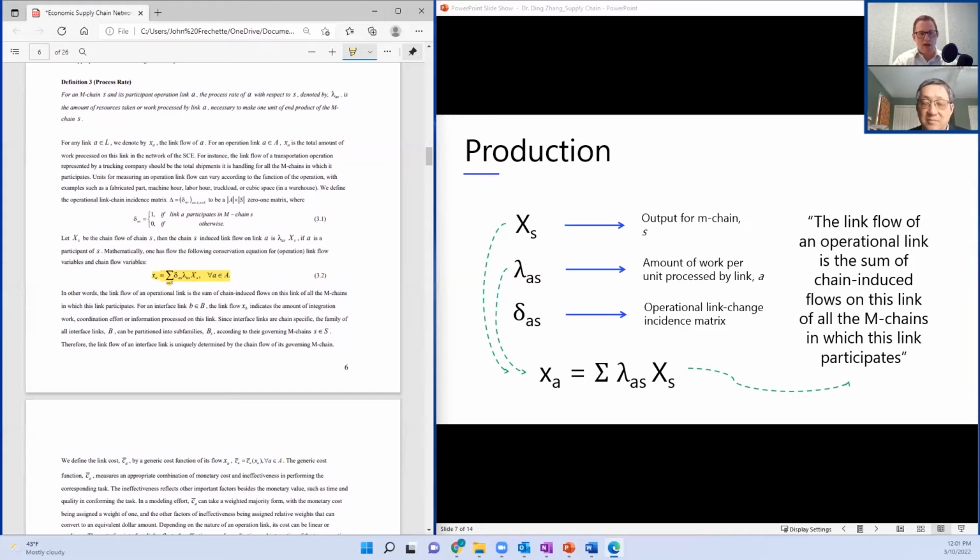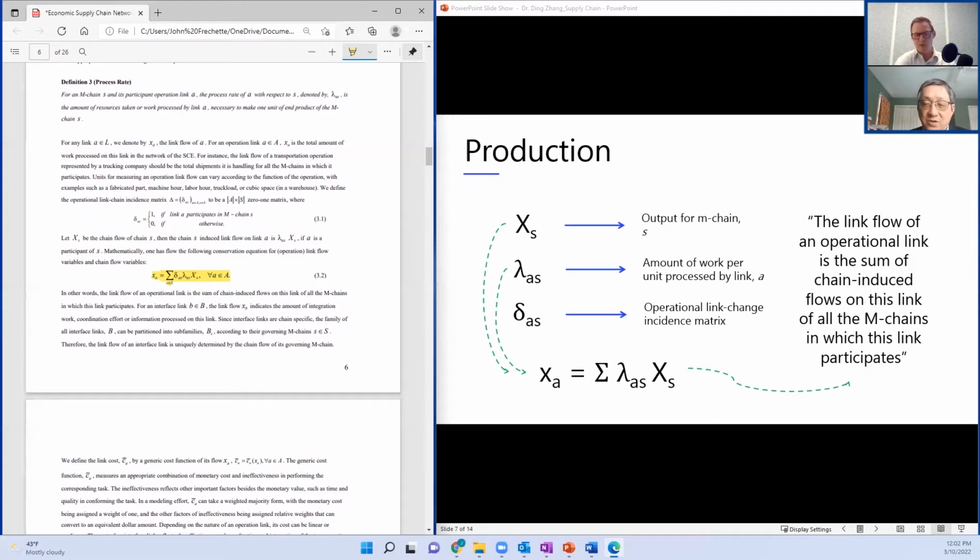Now, the other one here that I don't actually include, and maybe Dr. Zhang, you'll want to talk about this a little bit, is your delta AS. That is what Dr. Zhang calls the operation link chain incidence matrix. And the reason I didn't include this, just for simplicity, was that it's going to be either a 0 or a 1 based on whether the operation link is active in the M chain. And for this analysis, I just assume it's 1 and I leave it out so as not to complicate things. But again, maybe Doug, is there something else? Does that make sense to you to simplify the equation, marking that as a 1?